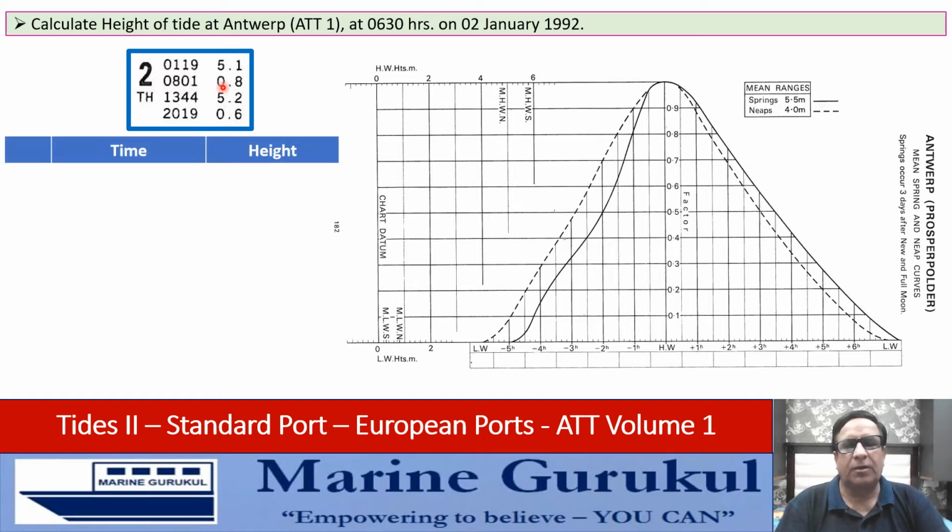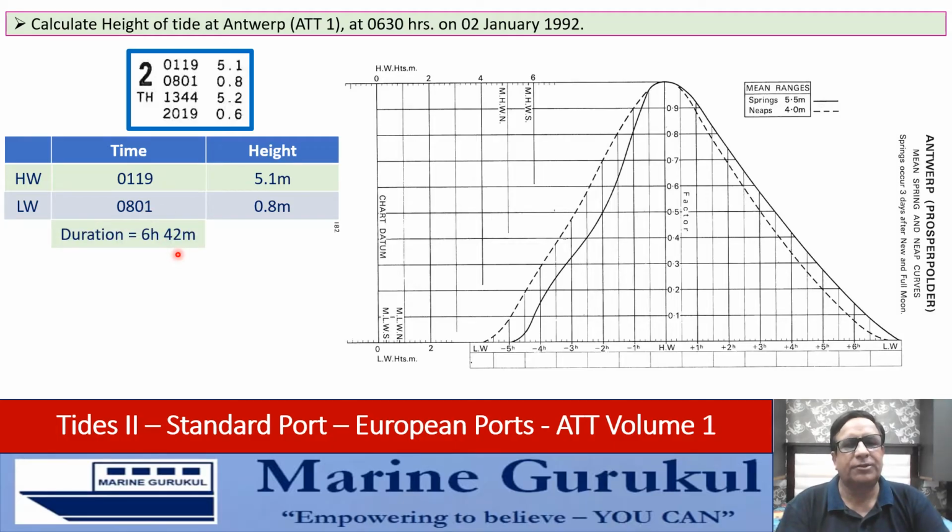So we make a table somewhat like this. High water is at 0119 and its height is 5.1 meters. Low water is at 0801 hours and its height is 0.8 meters. I'm sure you all know what the difference between these times is called. This is called duration of tide. The duration of tide is 6 hours 42 minutes.